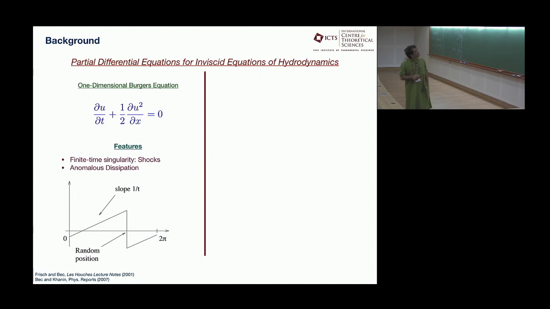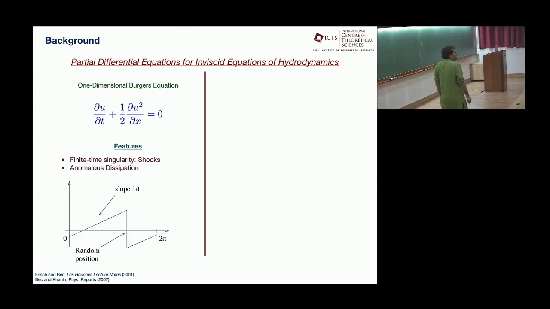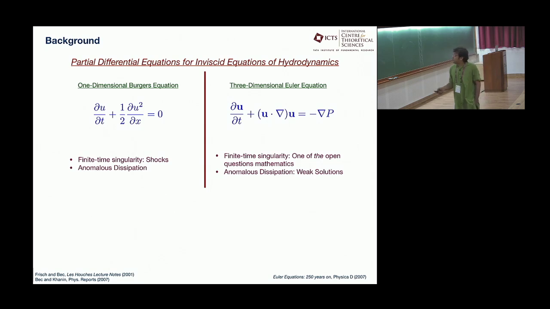So the standard features that we now identify, and here are references to some review papers, is the fact that the 1D Burgers equation indeed has finite time singularities. There is a T star when the complex singularity hits the real domain, and there is anomalous dissipation even in the absence of viscosity. Things get dissipated in this shock solution.